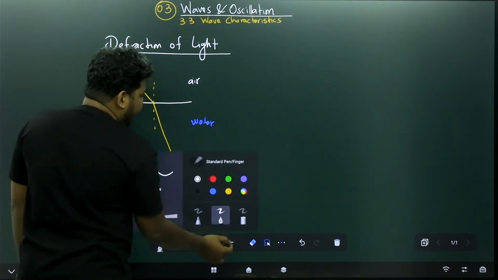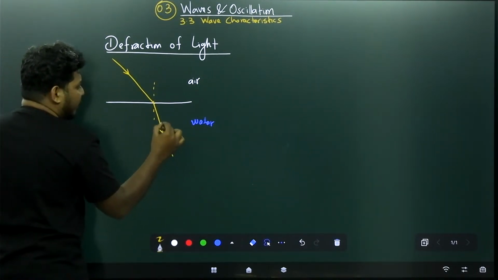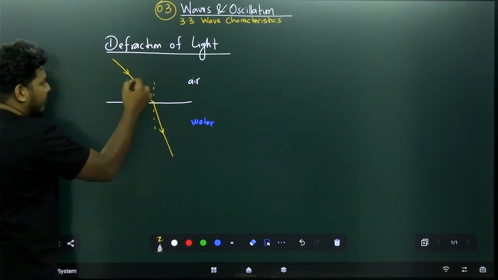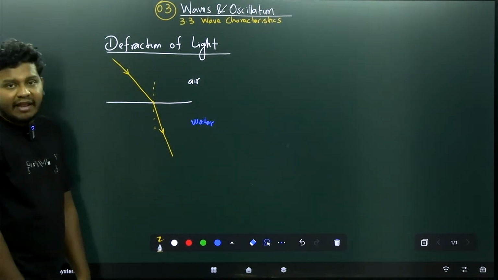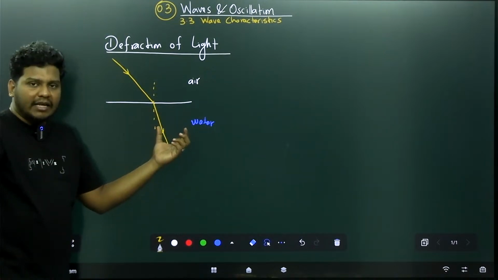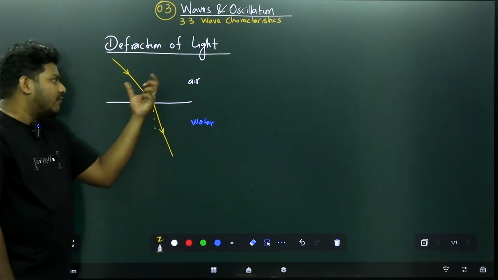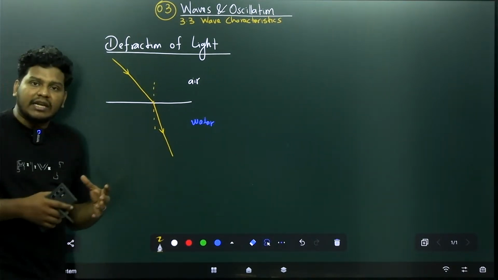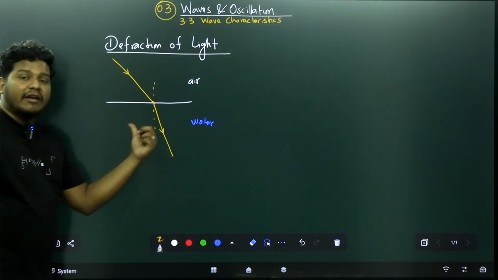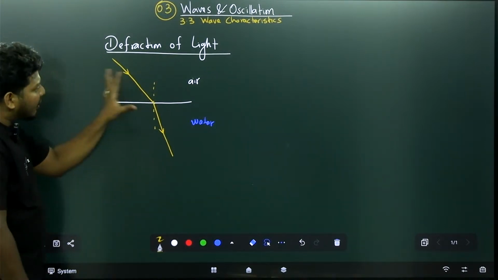This happened, as we studied in our last class, due to the difference in velocities in different mediums. In air, the light has a different speed: 3 × 10^8 m s^-1. But in water, the light speed is very low. So there is a difference between the mediums, and that's why this is happening. The reason here is the difference between the speed of light in the different mediums.